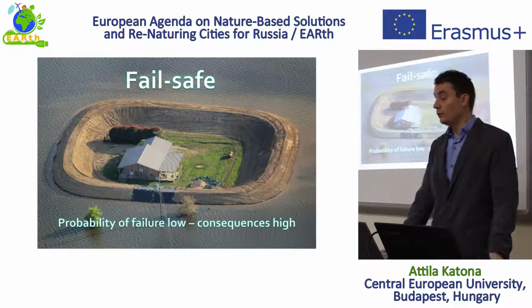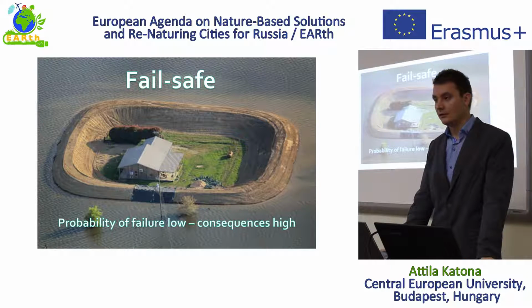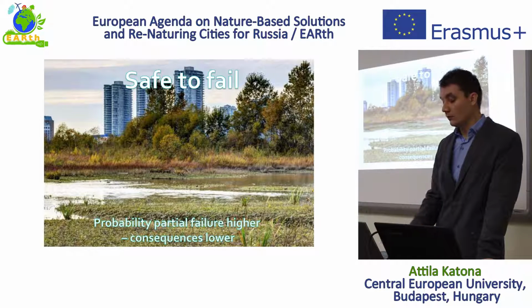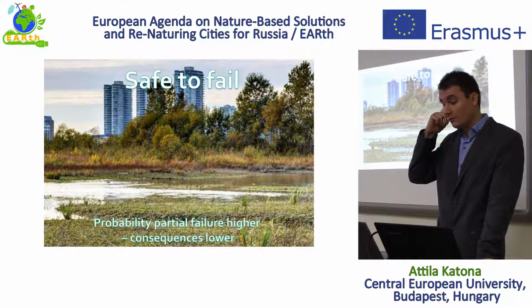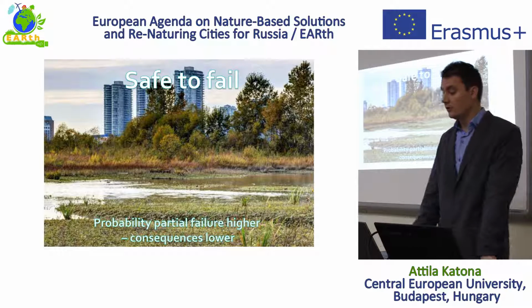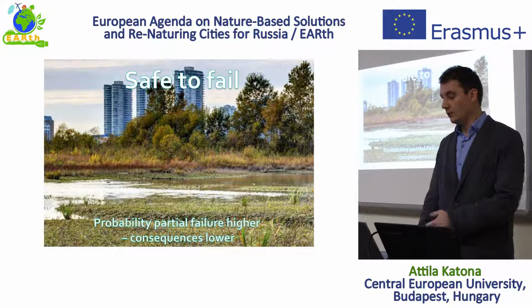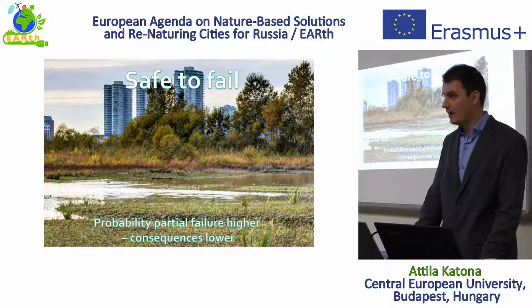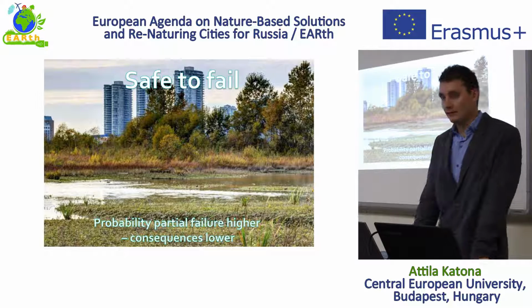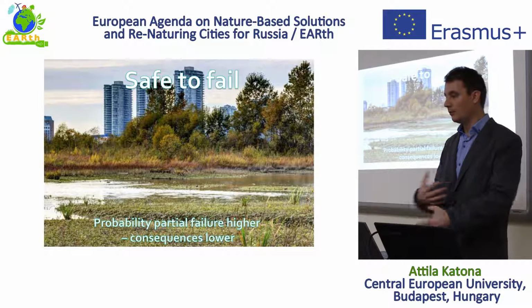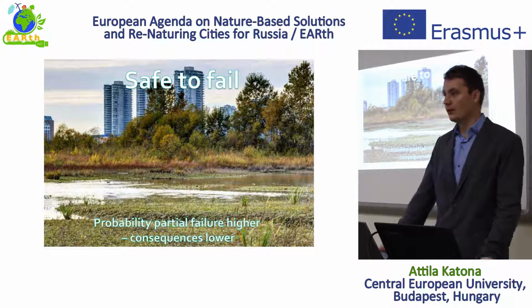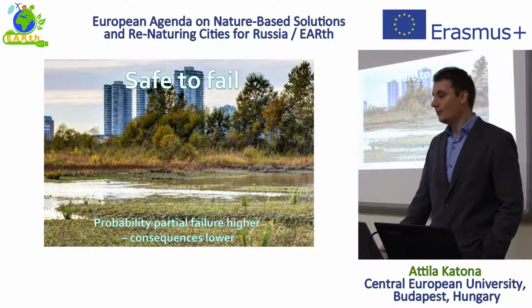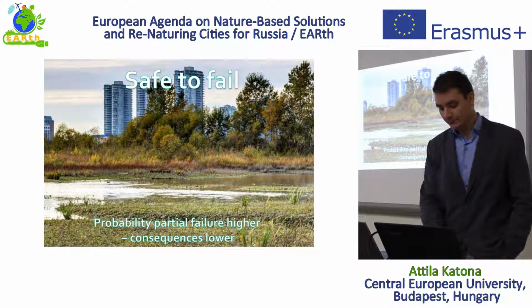And we also know that we need to build another kind of resilience. And this is where nature-based solutions really come into the picture when it comes to risk reduction. And this is what I would call a safe fail. So the probability of failure is higher, but the consequences are much, much lower because it gets absorbed in the system. So it's a more organic approach. This is why cities need to plan with nature and not get rid of it.